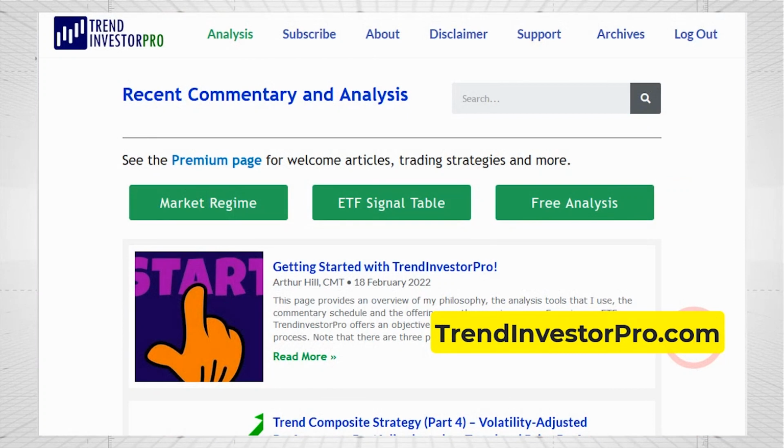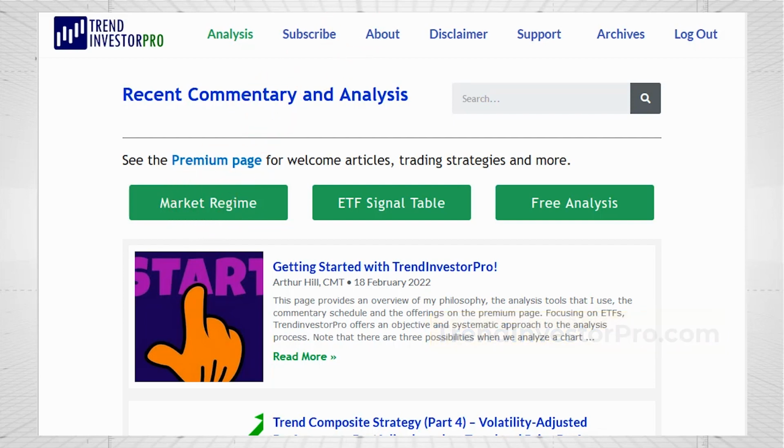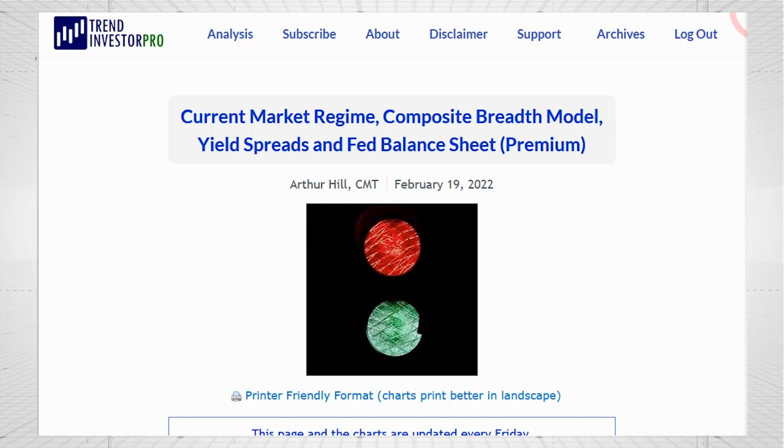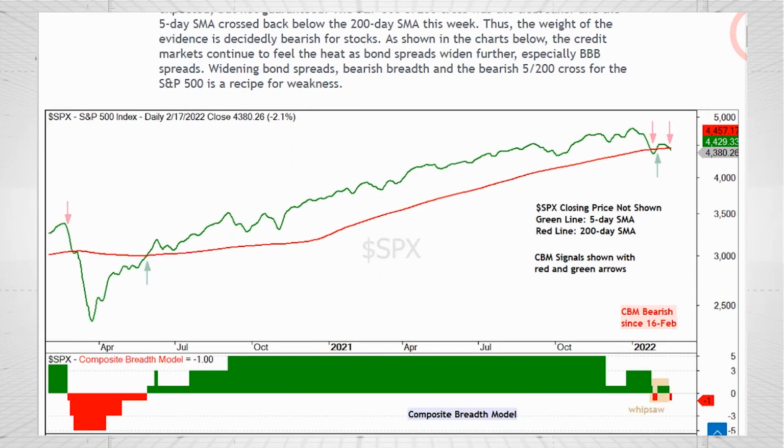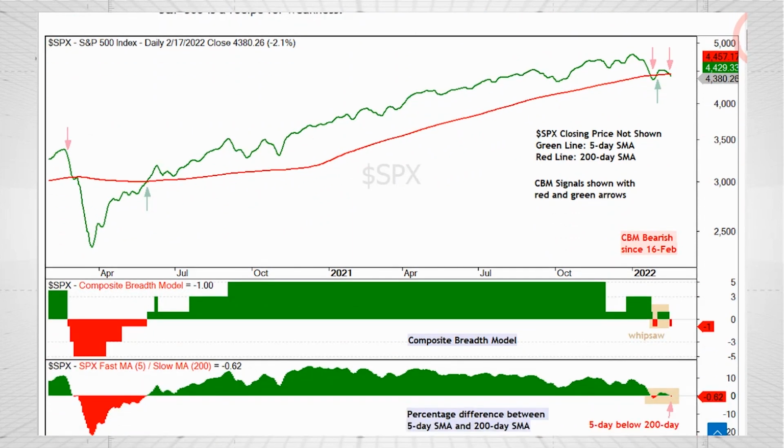So the 50/200 cross for the S&P 500 is one of 5 inputs that I use for my composite breadth model to determine the market regime. And the market regime is updated every week at trendinvestorpro.com. And this is a model that tells me whether we're in a bull market or a bear market for stocks. And this is very important to know, because when we're in a bear market environment, you need to raise cash and you need to trade accordingly.